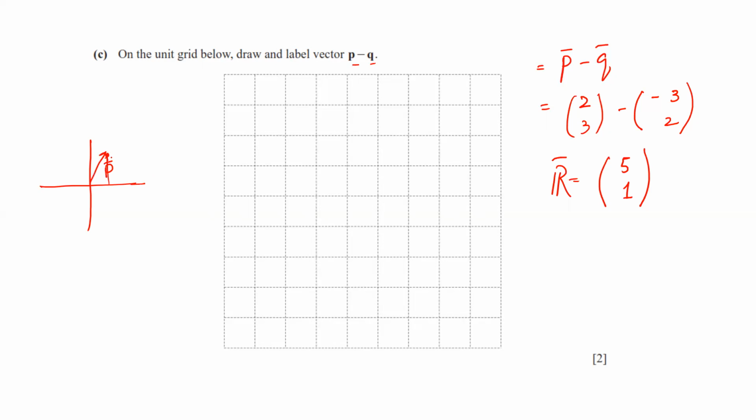This will be your p vector, and then your q vector will be -3 and 2. This will be your q vector, and p minus q will be something like this. So on, or so now let's try, no, sorry, p minus q, it would be something like this.